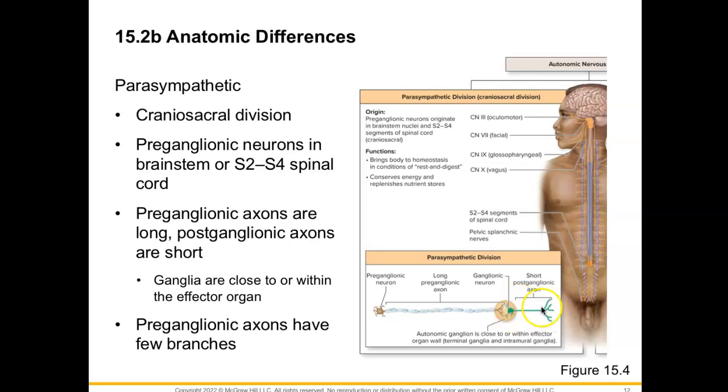And the postganglionic axons are going to be very short. So they're either going to be within the organ or very short, located just right outside the organ. And we'll see that the ganglia are close to or within the effector organ. We'll see some other illustrations depicting this in the coming slides. We'll also see that our preganglionic axons are going to have few branches, whereas when we compare it with our sympathetic division, you'll see that those preganglionic axons are going to branch quite a bit.